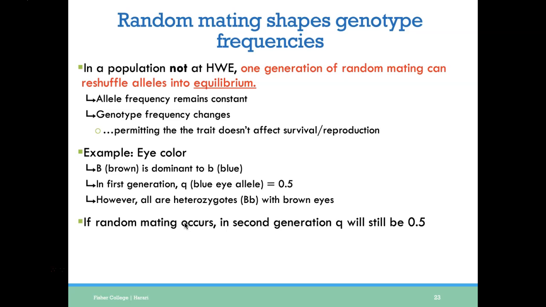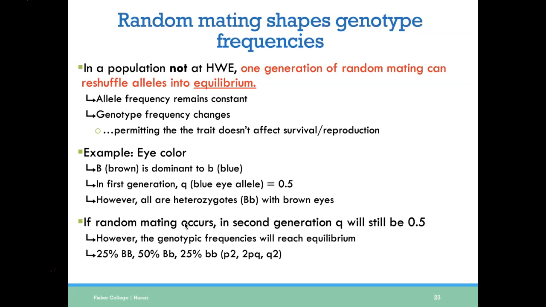So it's possible that you have a population, the first generation, with P equals 0.5 and Q equals 0.5, but everyone's a heterozygote by chance. Everyone has big B, little b, so everyone has brown eyes. This is not in Hardy-Weinberg equilibrium. But if that population randomly mates, in the second generation, Q will still be 0.5 and P will still be 0.5. So the genotype frequencies will reach equilibrium if there's random mating. And that would give us 25% big B, big B, or P squared, 0.25; 2PQ for big B, little b, or 0.5; and Q squared for little b, little b. So after one generation of random mating, the alleles will be reshuffled into equilibrium.